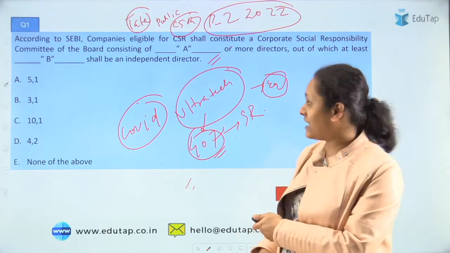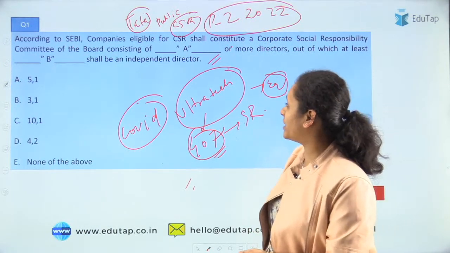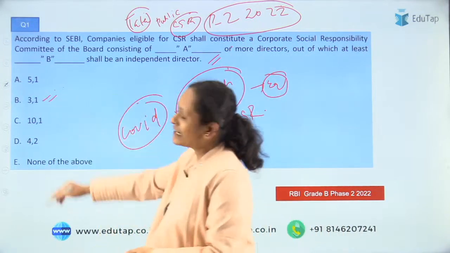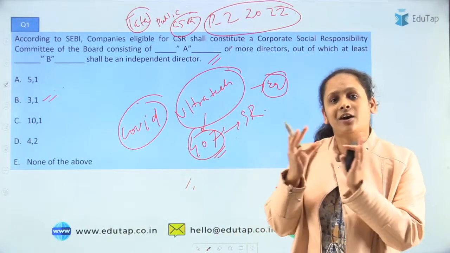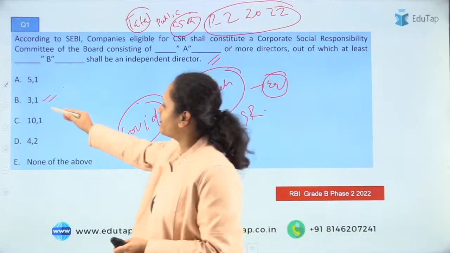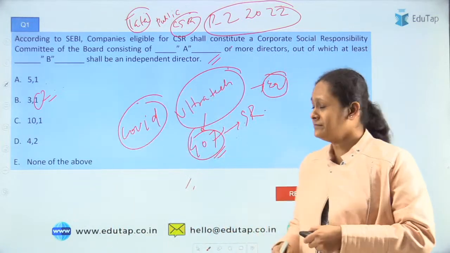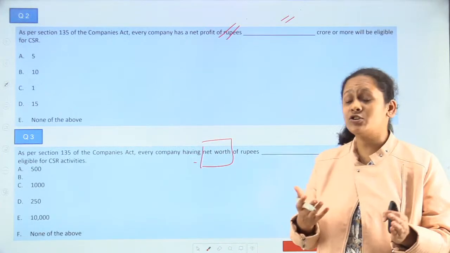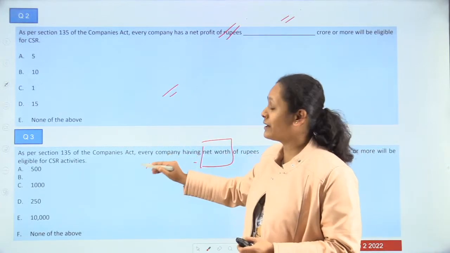I guess Sandeep has answered question number 1, and you're absolutely right that there should be 3 or more directors and the number of independent directors should be 1. And likewise, I would ask each of you to answer these 2 questions.